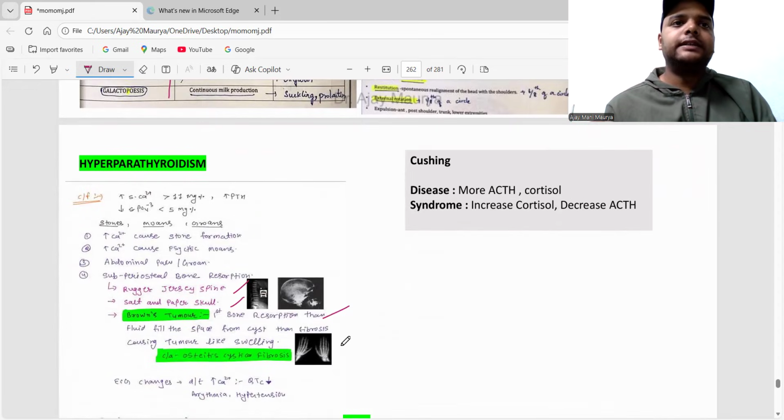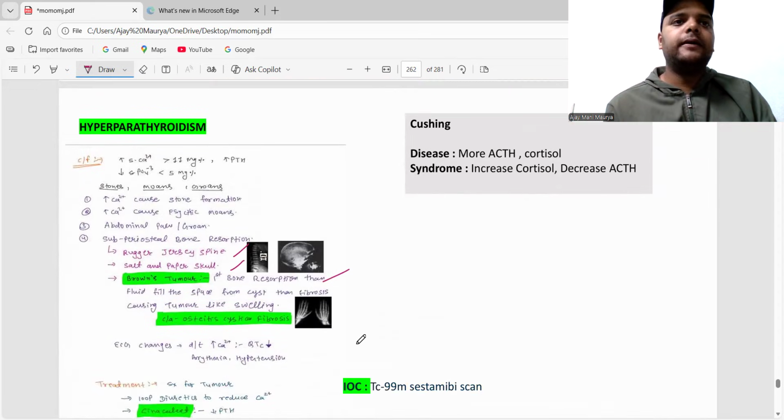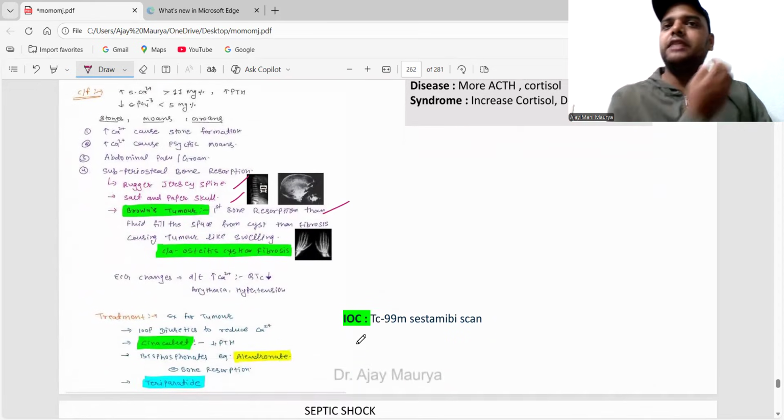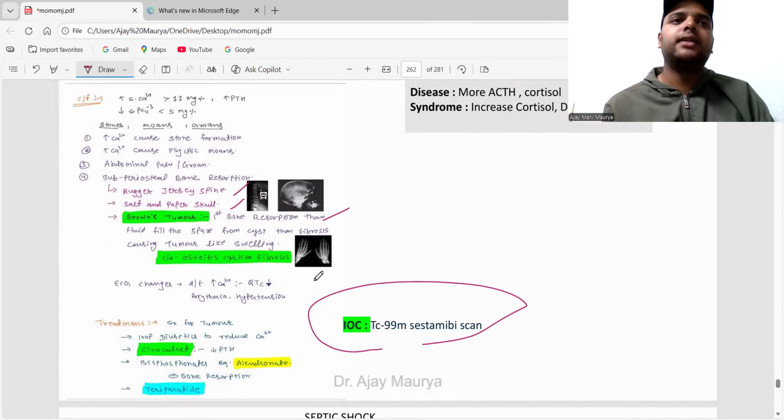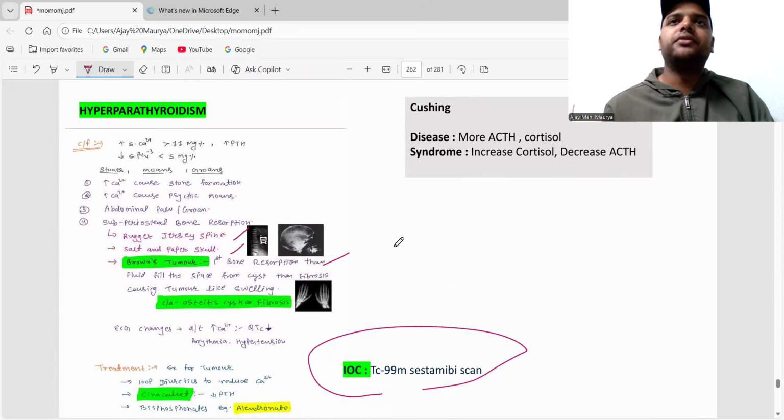And remember, what is the investigation of choice? It is the technetium 99 sestamibi scan for hyperparathyroidism. This is very important from this one.